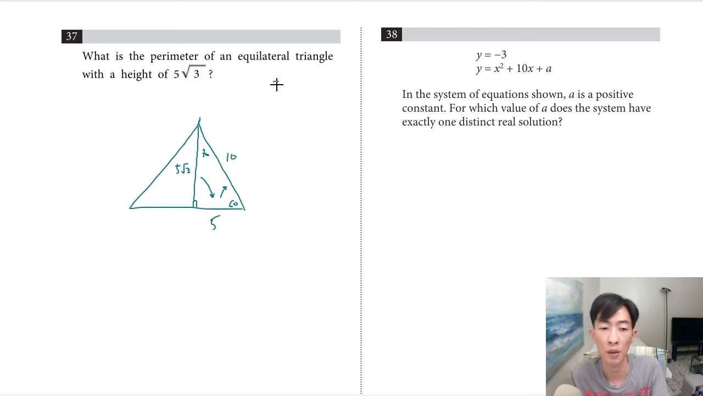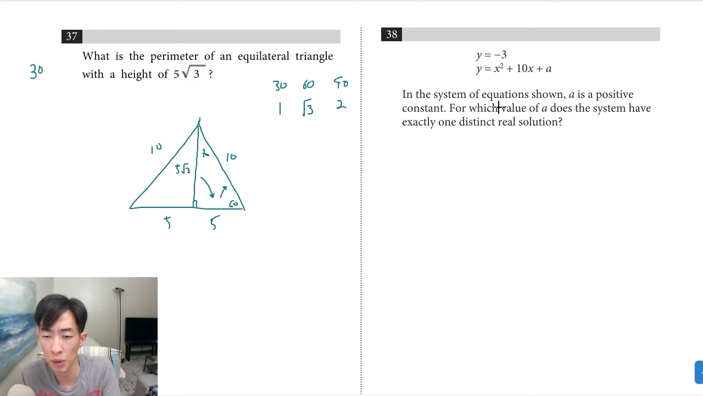Because basically I remember that a 30, 60, 90 triangle has proportions 1, rad 3, and 2. And so, what's the equilateral triangle? If all three sides are 10, then the perimeter is going to be 30. And that's really all you have to do.